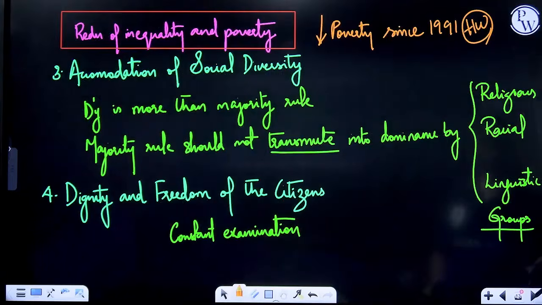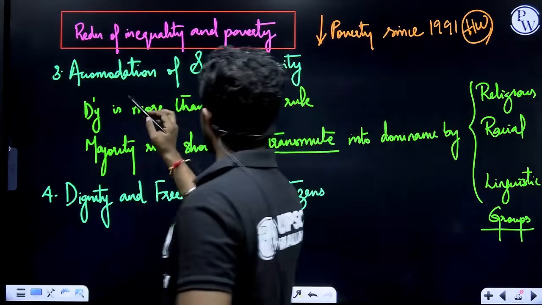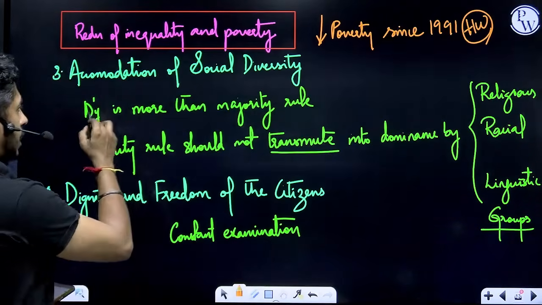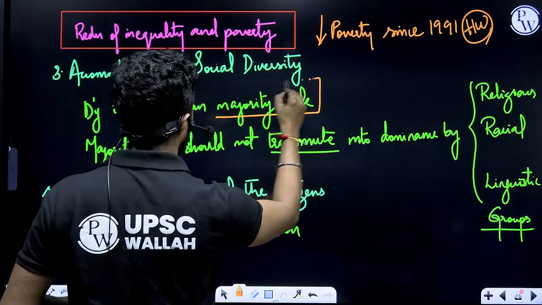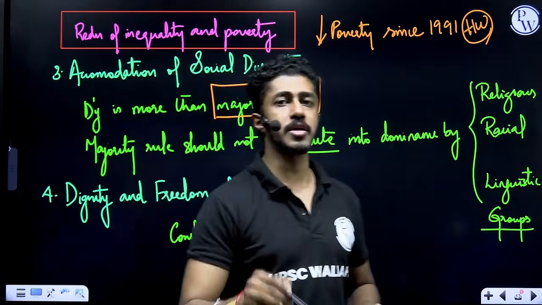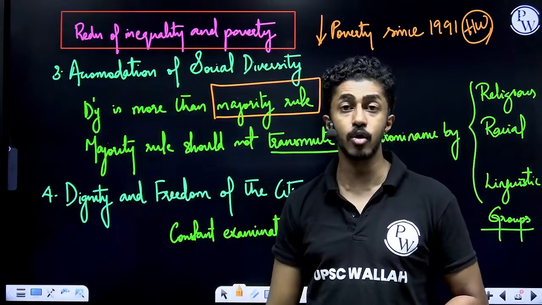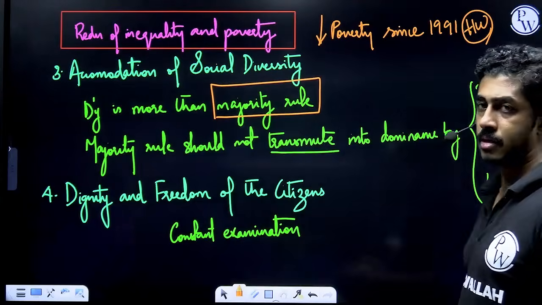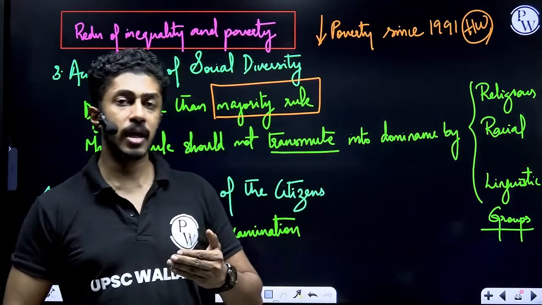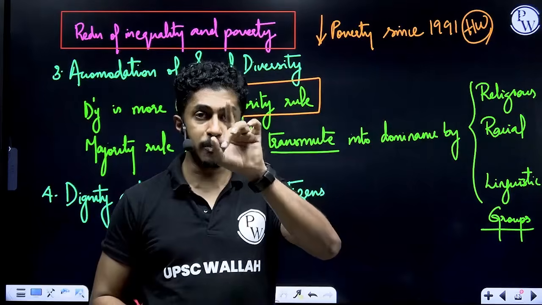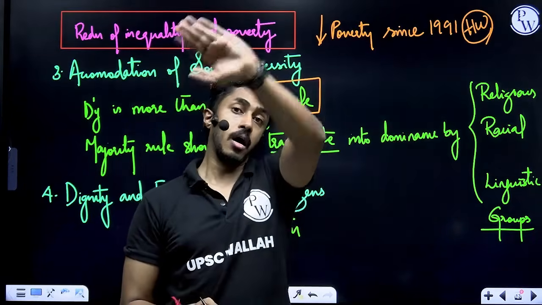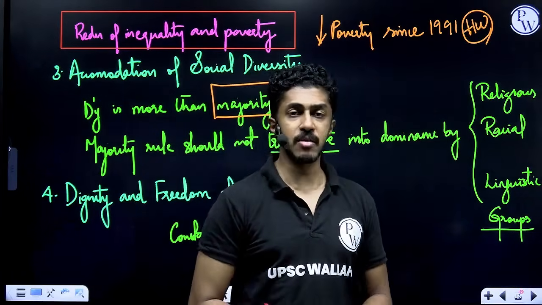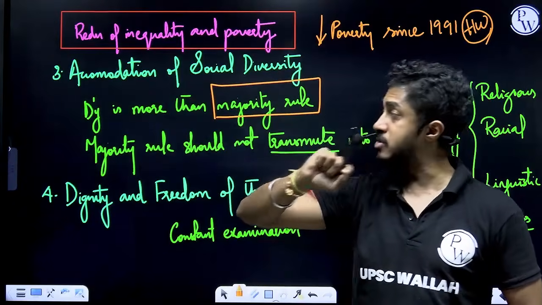So moving on now. Accommodation of social diversity. When you talk about accommodation of social diversity, democracy is more than majority rule. It is not just about majority rule, where the majority decided, so this particular government will be in power. No. Majority rule should not transmute into dominance by the majority. That is, it should not get converted into domination of one particular section of the population over the rest of the population, either religiously, racially, or even linguistically. It shouldn't be that one group alone dominates the entire country.